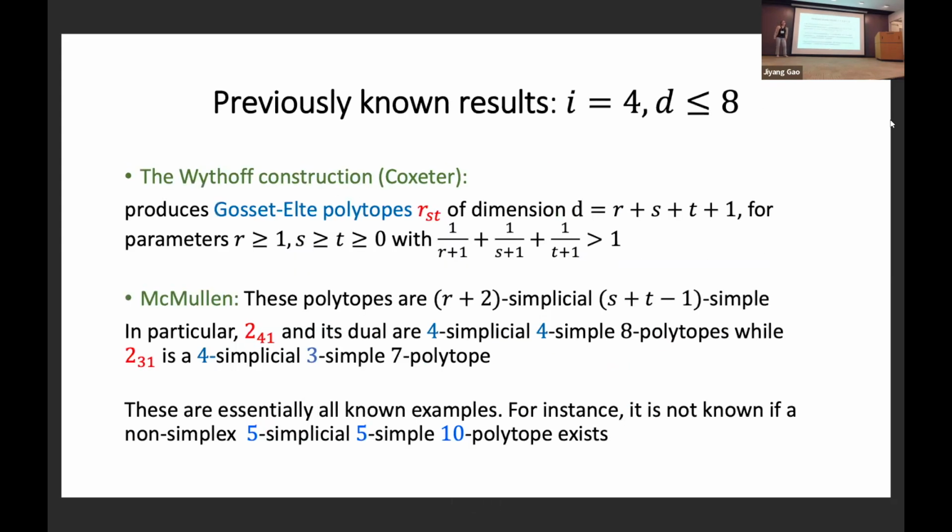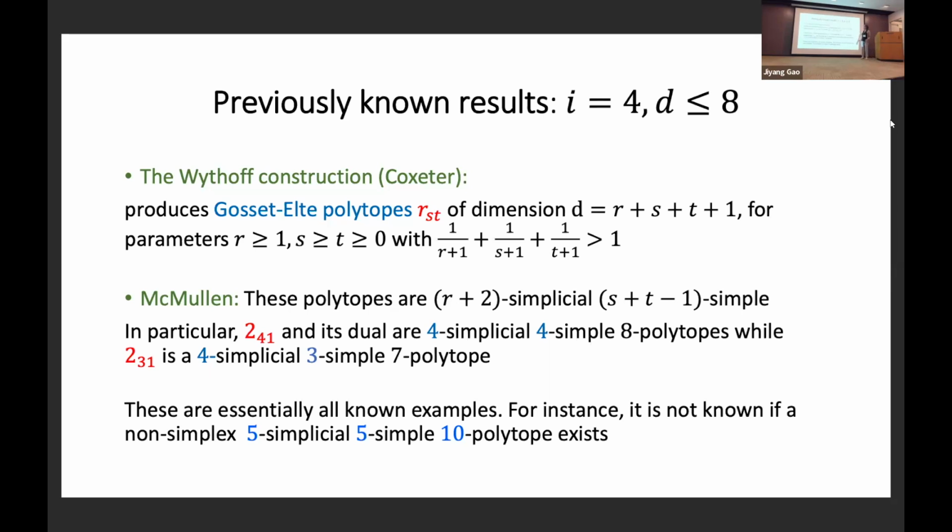Okay, what happens if i is 4? Here, not only do we have finitely many examples in each dimension, we only have examples in dimensions up to 8. And the construction comes from reflection groups and Coxeter polytopes. So actually I should mention that the demi-cube is also like that, and some of the constructions for two-simplicial, d minus two simple polytopes are also like that.